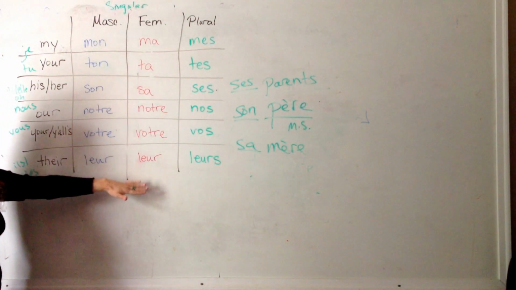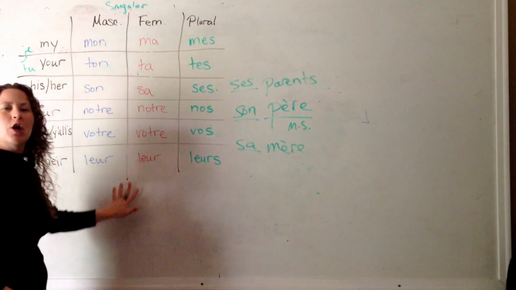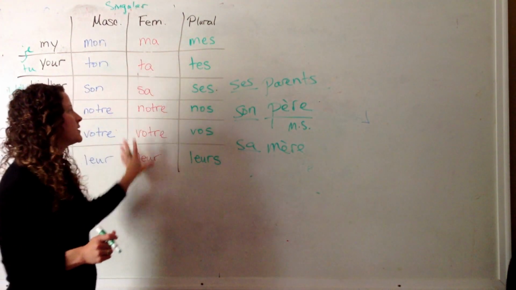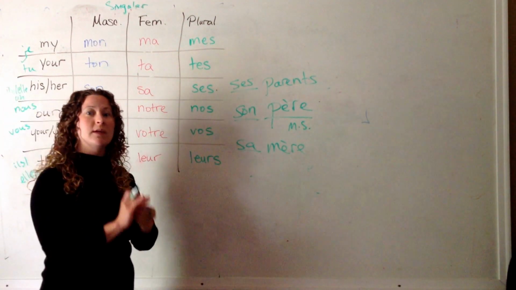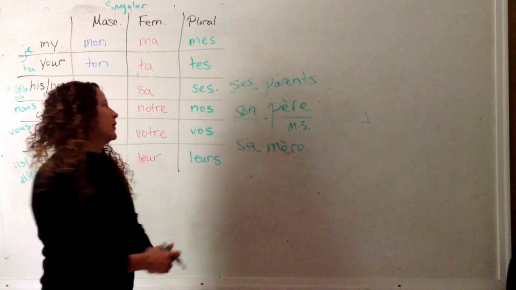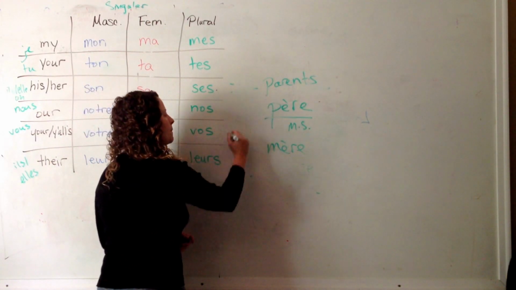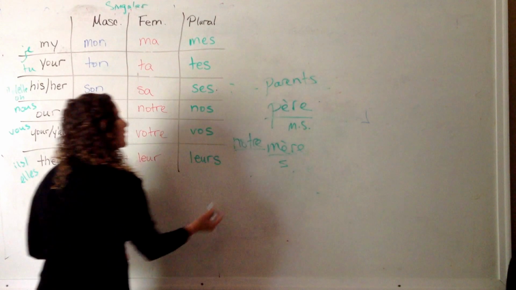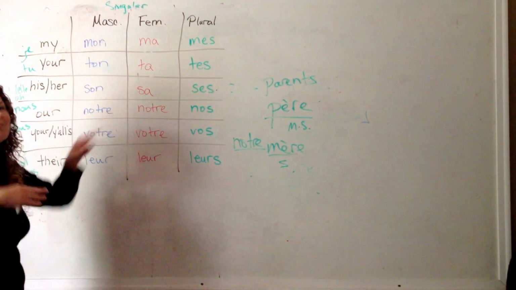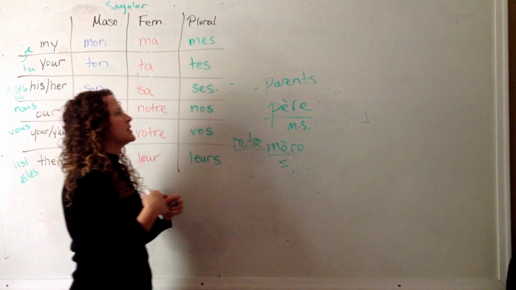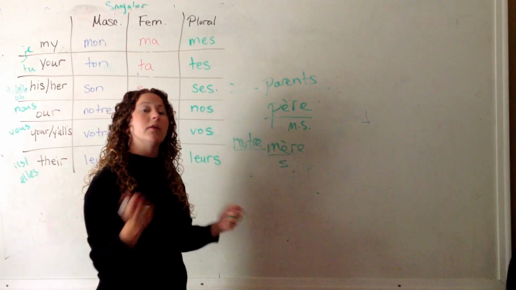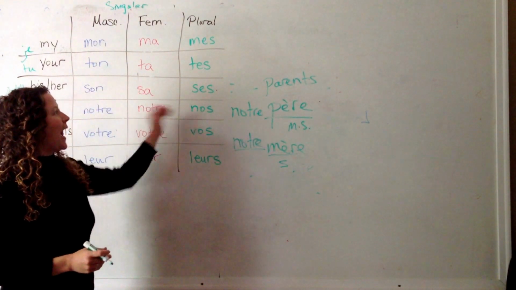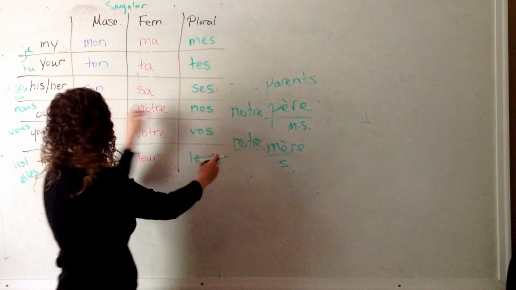Now when you get here, it gets a little easier, because you don't really have to know the gender anymore, because they're the same no matter which it is. All you have to be aware of is whether it's singular or plural. That's your only difference. So if I wanted to say our mother, notre, because here it's singular. Yes, it's feminine, but since the masculine and feminine are the same, you don't really have to worry about that. If I wanted to say our father, it would be the same here, notre. And if it was our parents, we go to the plural column for our.